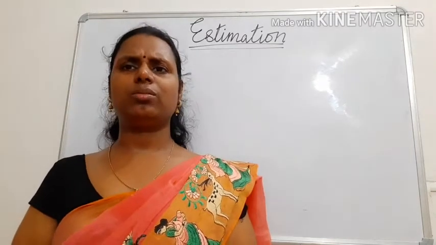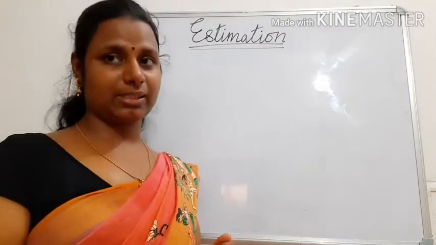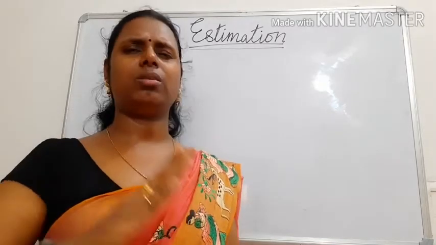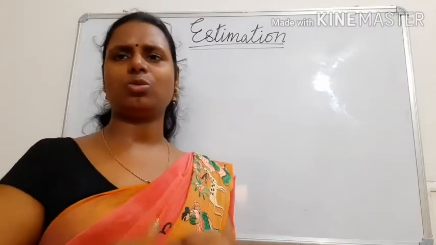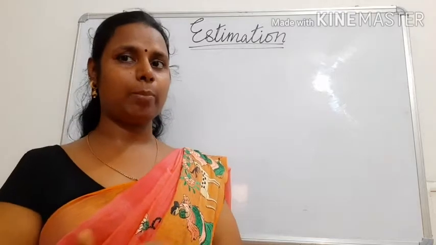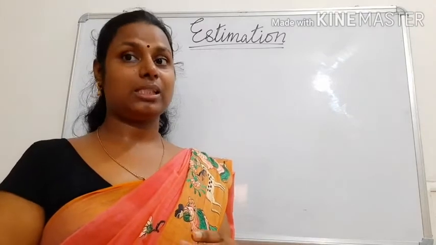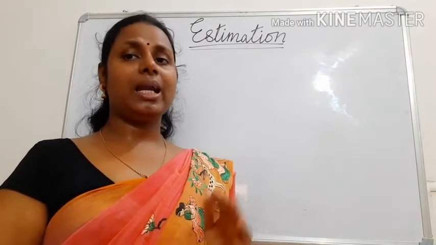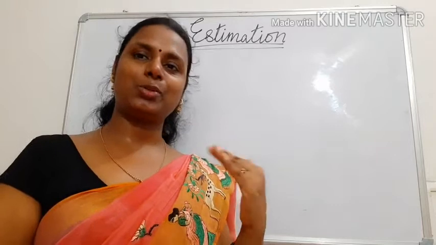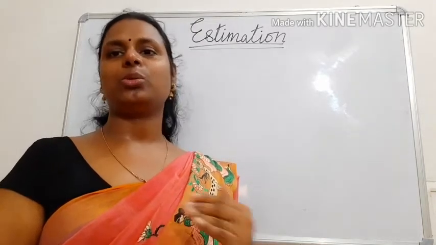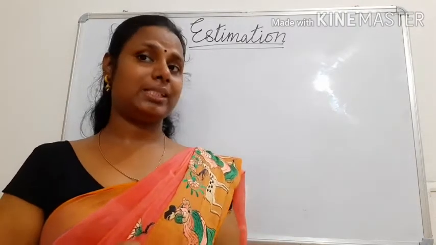So to estimate means to make a guess. Anything you guess and say, oh, it is near about 100 rupees, near about 50 rupees, near about 10 rupees, 20 rupees, like that. Close to that number you estimate, you make a whole number and say. This is called estimation. That estimation we say according to the places: nearest to 10, nearest to 100, nearest to 1000, etc. It keeps on going. So let us see now how to estimate the numbers.